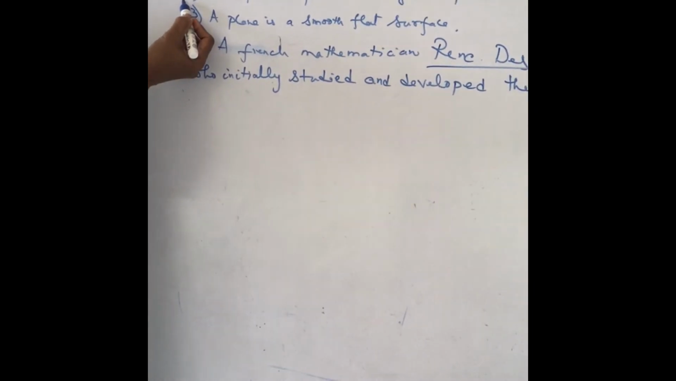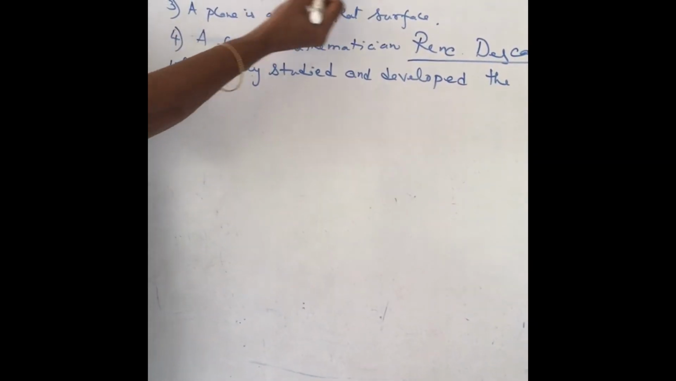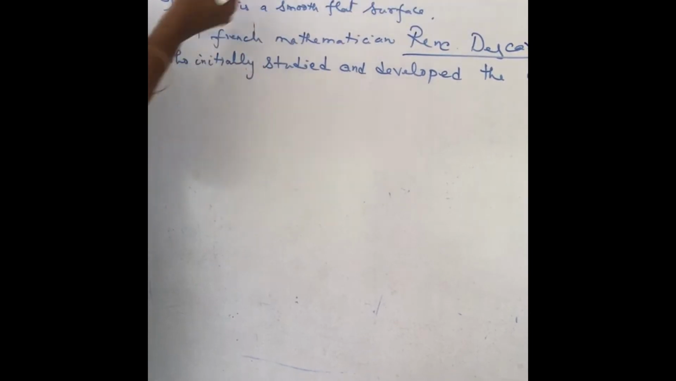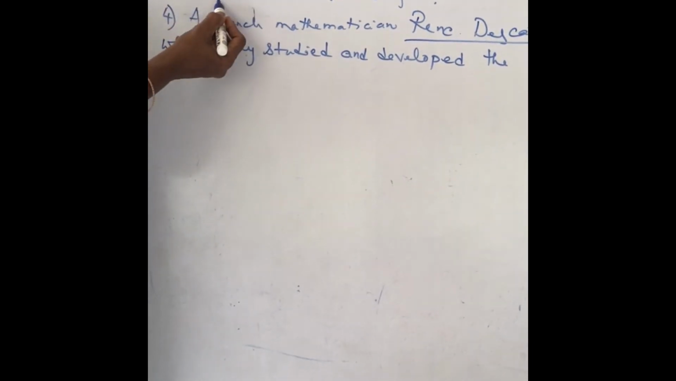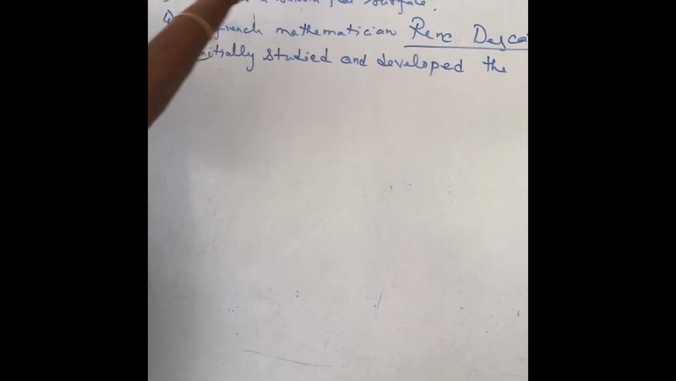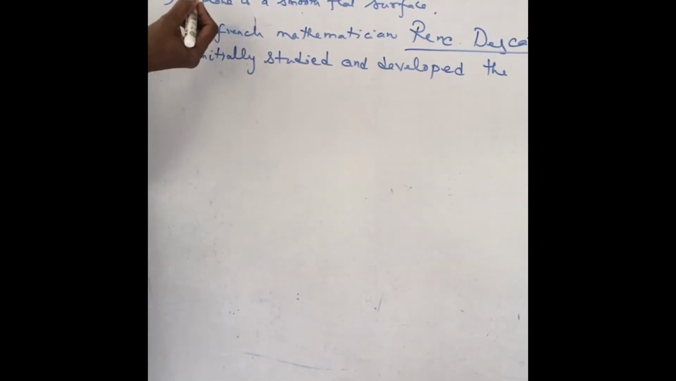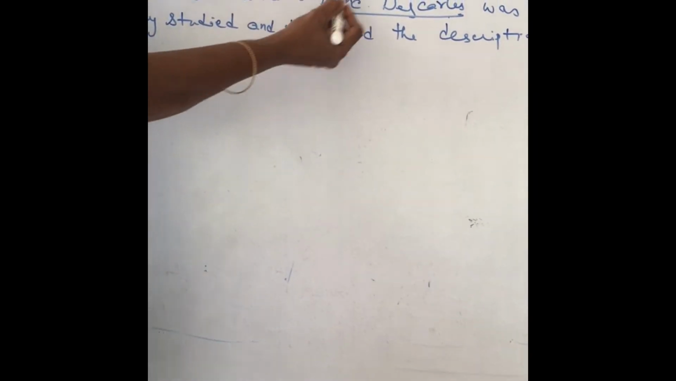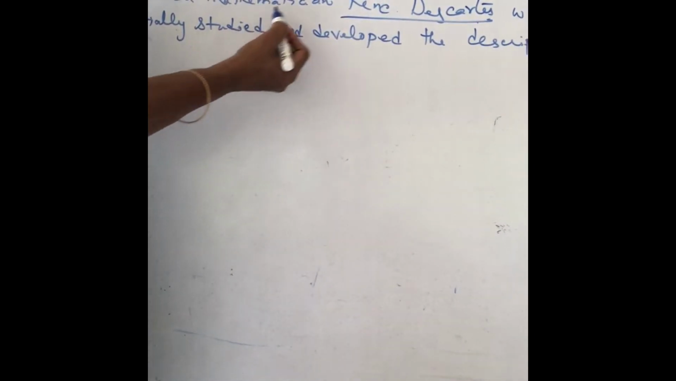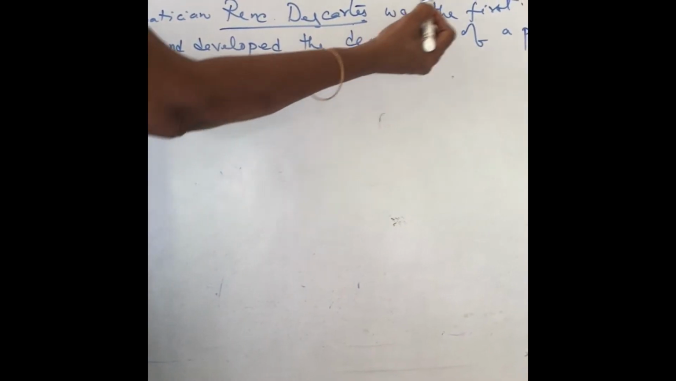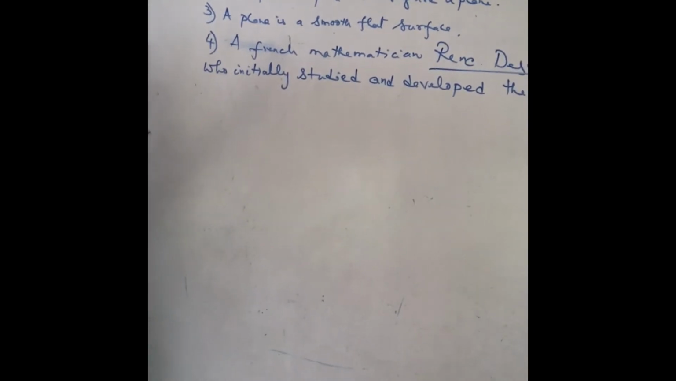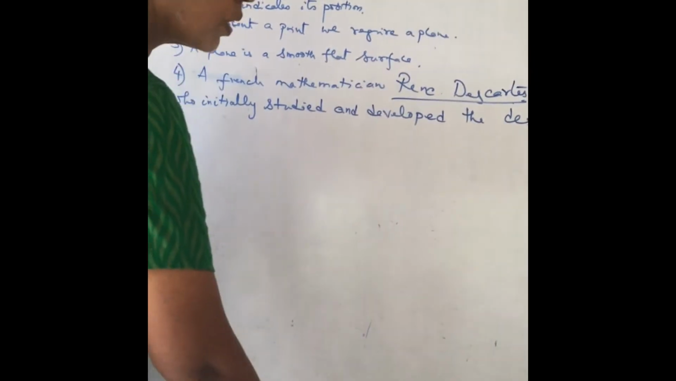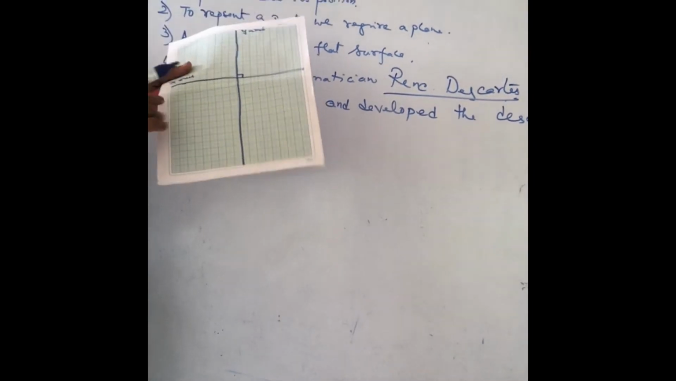To represent a point, we require a plane. And what is a plane, children? A smooth, flat surface. Who developed coordinate geometry? A French mathematician, René Descartes, was the first mathematician who initially studied and developed the description of a point in a plane.